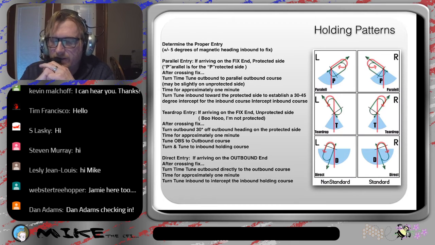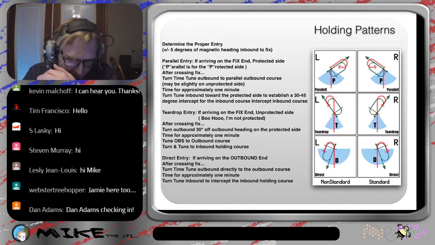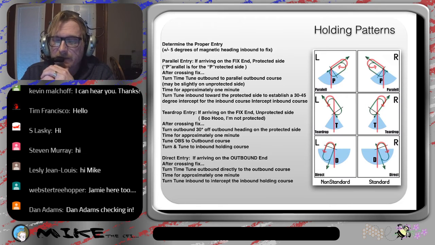Entry procedures. These are recommended entry procedures. We identify three of them: the parallel entry, the teardrop entry, and the direct entry. Keep in mind that these are only recommended, highly recommended, and on your flight test, I think the examiner is expecting that you're going to do these.